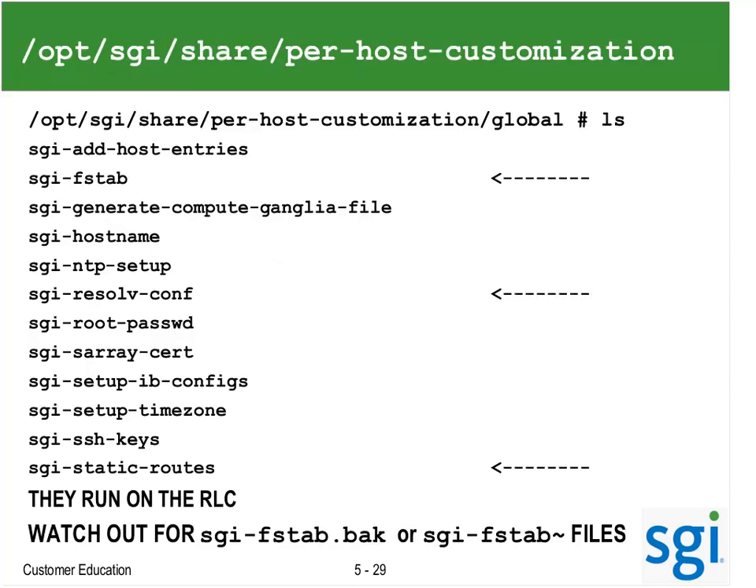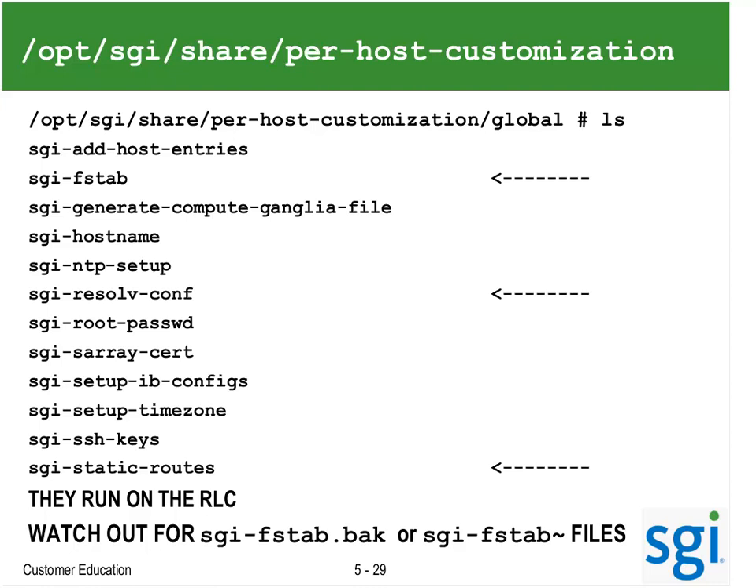So customizing the service and lead nodes will be a post-install script. Customizing the compute nodes is this per host customization directory. And in there are some pre-built ones. There's an SGI fstab for the fstab. There's one for resolv.conf to change your domain search. There's one for static routes to change your route from the compute to the public. These scripts run on the RLC.